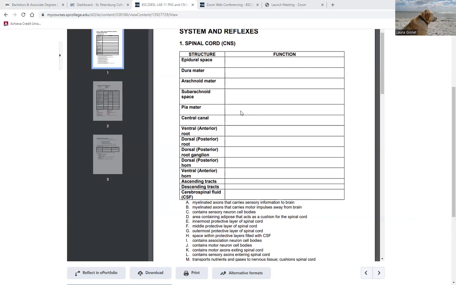Okay, then we're going to move on to H, the space within the protective layers filled with cerebrospinal fluid. That would be the subarachnoid space. I contains association neuron cell bodies, or interneuron cell bodies, sometimes referred to. That would be the dorsal or posterior horn, which means it's part of the gray matter. J contains motor neuron cell bodies. That would be the anterior or ventral horn.